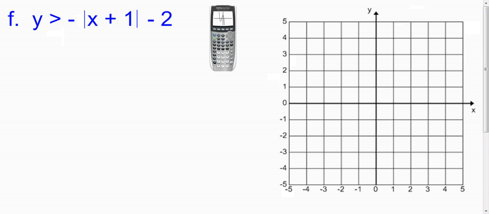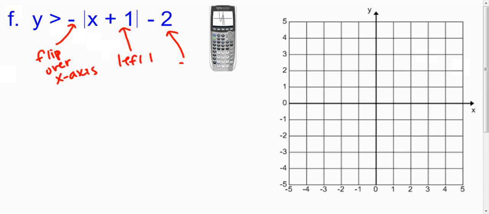And last, we're going to do this one again without our calculator, because now we can put all of this together. This will flip it over the x-axis. This will move it right 1. No, it won't. It will move it left 1. It's opposite of what you think. Sorry. And this will move it down 2. Okay.